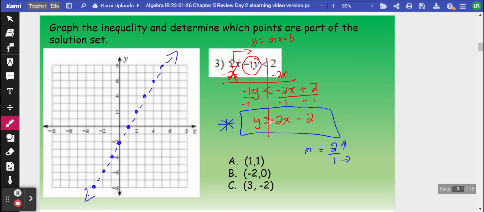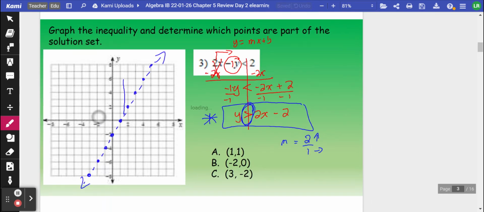And again, I have to look in the right spot. I've got to look here. It says y is greater than, so I shade up. So put your pencil anywhere on this line and go up. That's the side we shade.